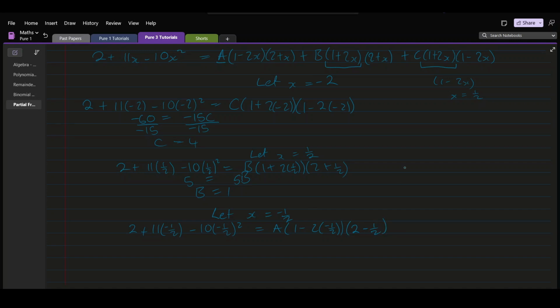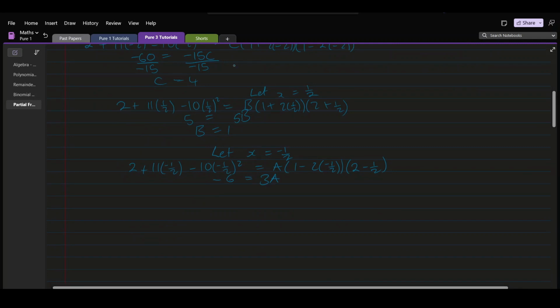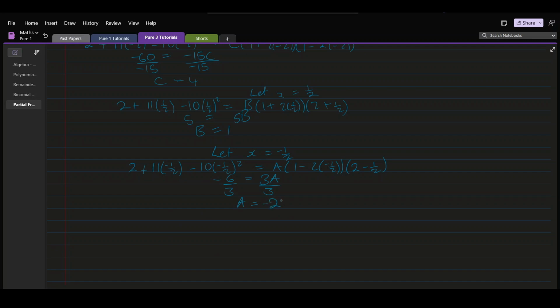So let's punch the left hand side into the calculator. That is 2 plus 11 times -1 over 2 minus 10 times -1 over 2 squared, and that gives us -6. And then let's evaluate the coefficient of a. So that's 1 minus 2 times -1 over 2 times 2 minus 1 over 2, and that gives us 3a, and divide both sides by 3. So -6 over 3, that gives us a is equal to -2.